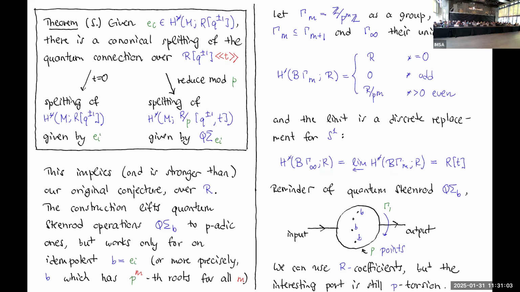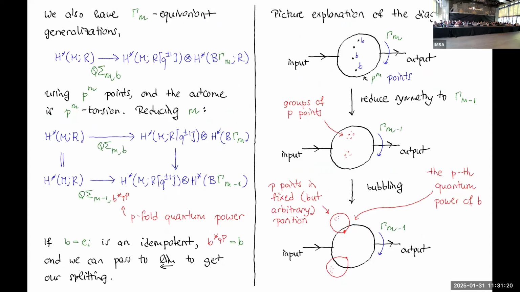Usually this is done with F_p coefficients, but you can do it with R coefficients. It's not going to help you, because of this one here: that would be n equals 1, so you still get p-torsion. So what do we do? We want to use the Gamma_m's. Well, the idea is obvious. You can put p^m points here instead of p points, and you work equivariantly with respect to Gamma_m, the cyclic group of order p^m. And you get a bunch of higher order operations, the straightforward generalization of the quantum Steenrod operations.